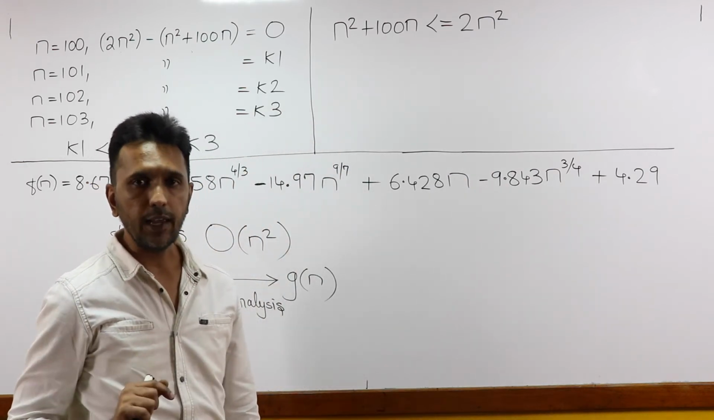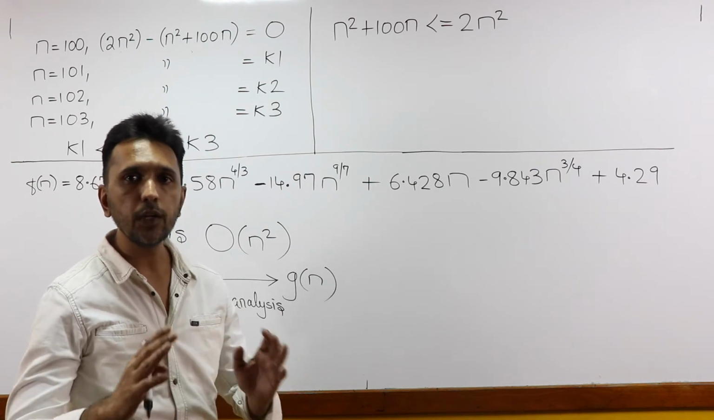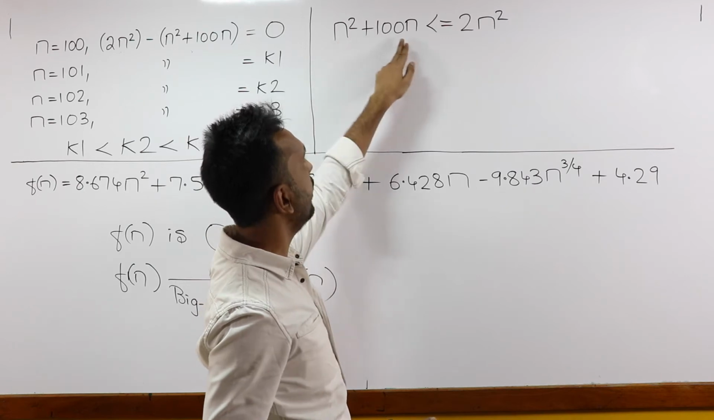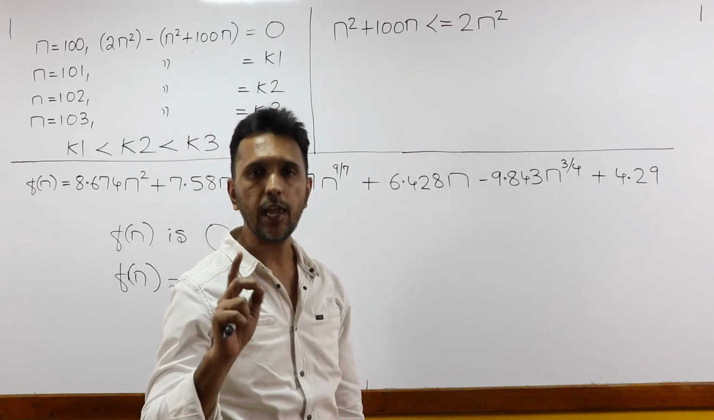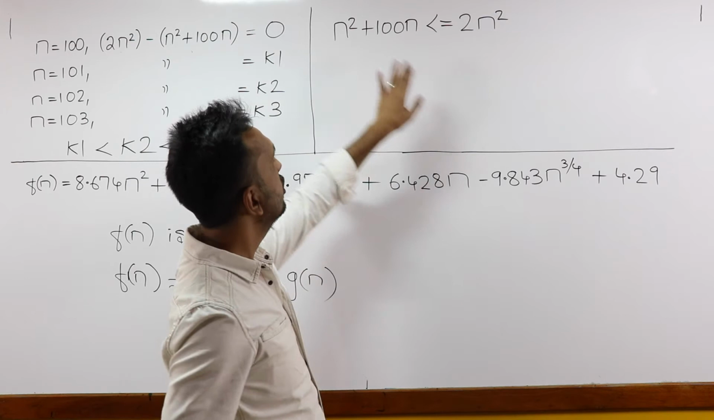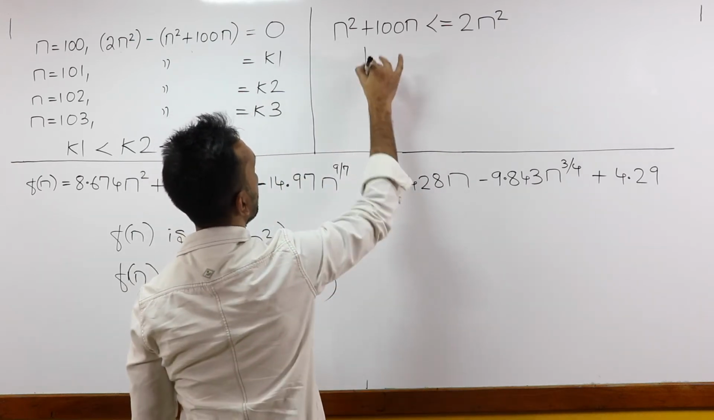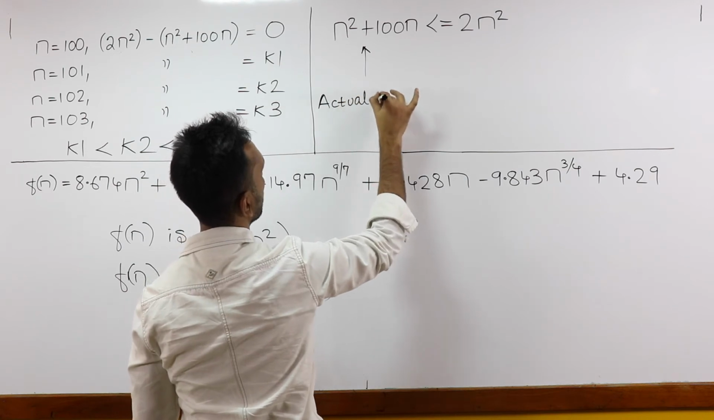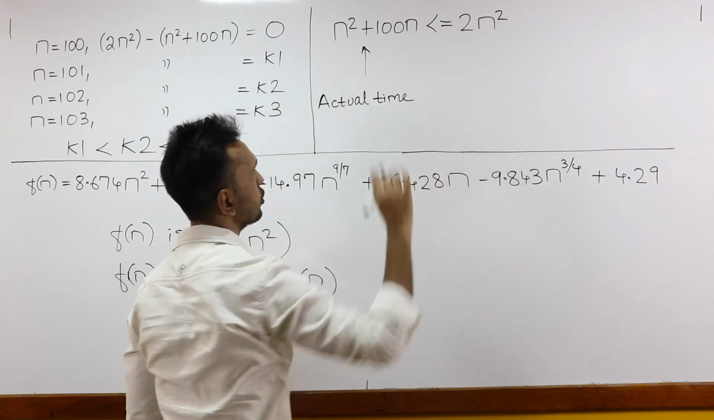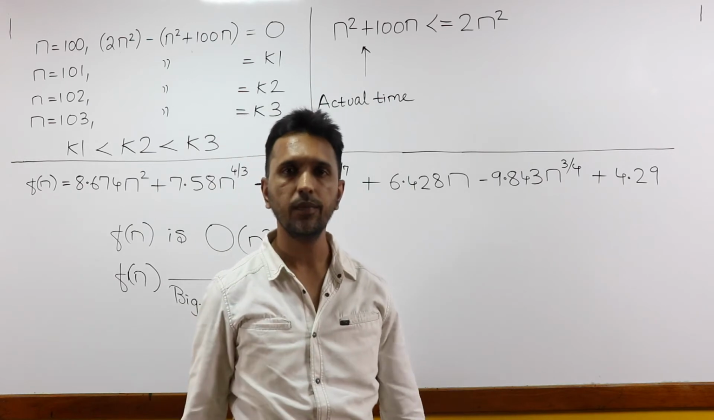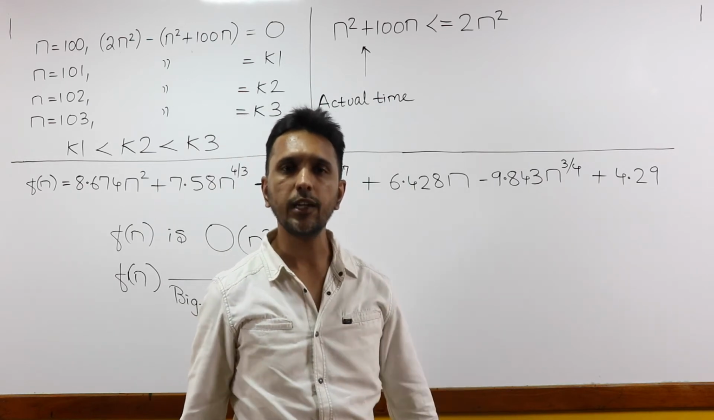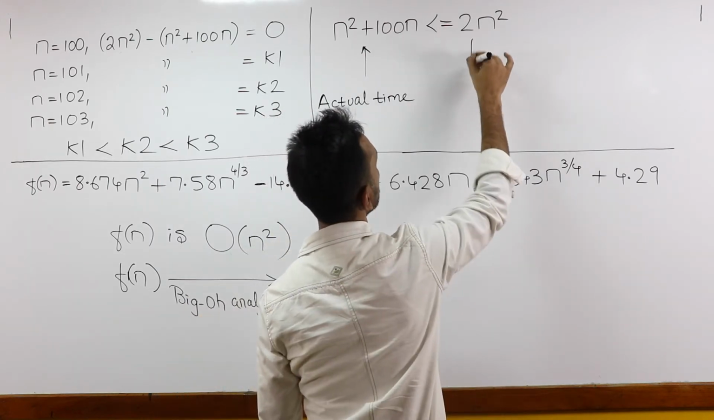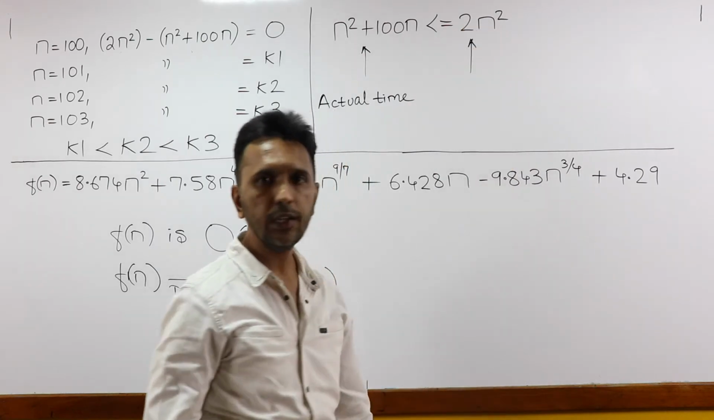Also remember one thing, I have told you that in this particular subject, whenever you see something in terms of n, that thing is time, execution time. So this n square plus 100n is the actual time taken by the algorithm. I repeat, it is the actual time taken by the algorithm. If that is the actual time taken by the algorithm, can you think and tell me what is this time? Take a moment.